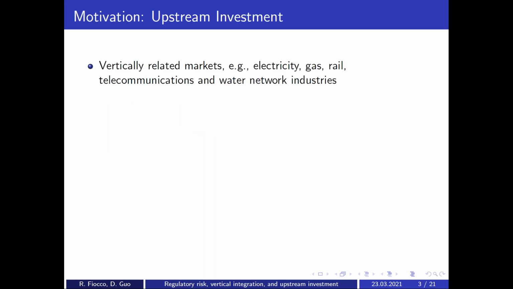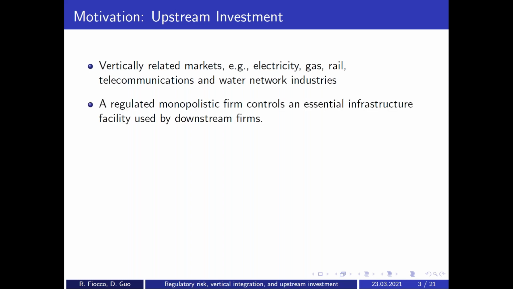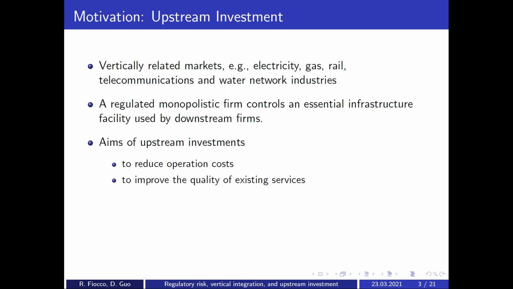Okay, so now let's start formally. So vertically related markets are well known in several industries. For example, electricity, gas, railway, telecommunications, and water network industries. Our setting is one upstream regulated firm provides the essential infrastructure facility to the downstream firms. But besides providing the facility, the upstream firm can also decide whether to invest or not. For example, we can consider the broadband infrastructure in the telecommunications industry. The aims of upstream investment can be, for example, to reduce operation costs or to improve the quality of existing services or existing products, or to provide new services or new products.